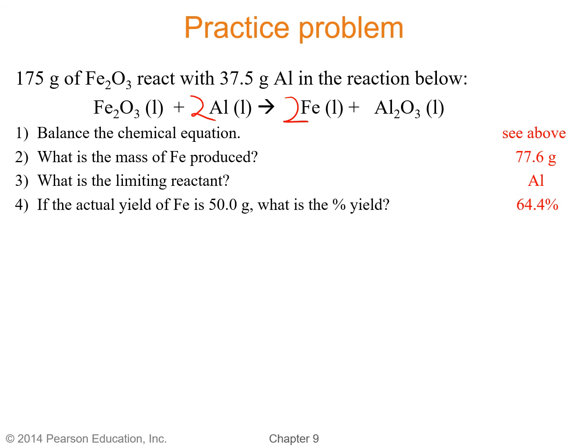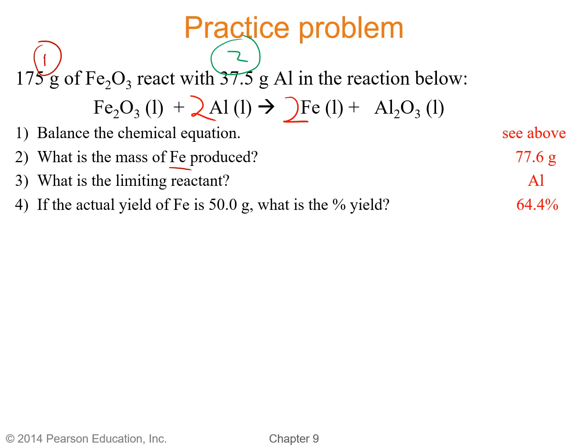Next question, what is the mass of iron produced? So recall in these limiting reactant type questions, we need to figure out how much iron is produced according to both of the reactants given. So we really need to do this problem twice. Once using the 175 grams of iron 3 oxide, and a second time using the 37.5 grams of aluminum, and see which number is smaller. And the number that is smaller will be the limiting reactant.